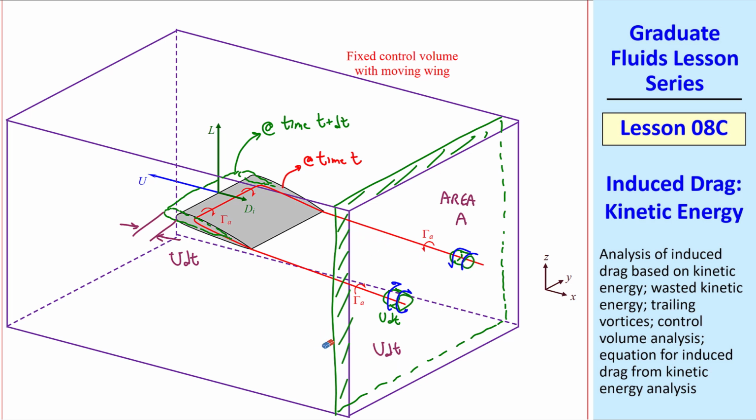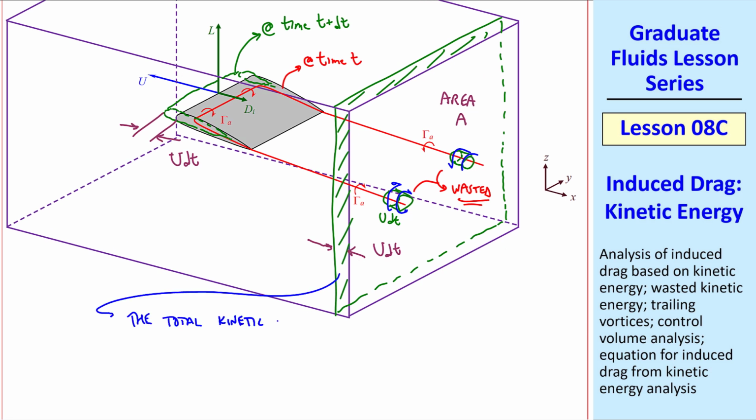Let me be a little more consistent as I try to draw this dimension three-dimensionally. Since the trailing vortices have gotten longer in this time period, there's extra wasted kinetic energy within this shaded volume. Another way to think about it is that all this kinetic energy in this little segment of the trailing vortices is newly generated by the wing moving this little distance in time dt, and all of this kinetic energy is wasted. It's doing no useful work.